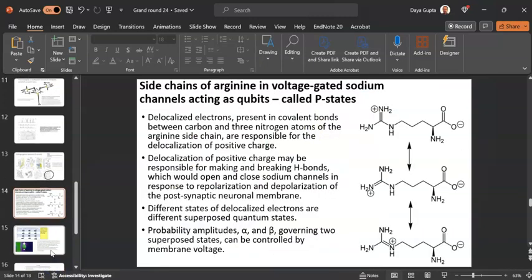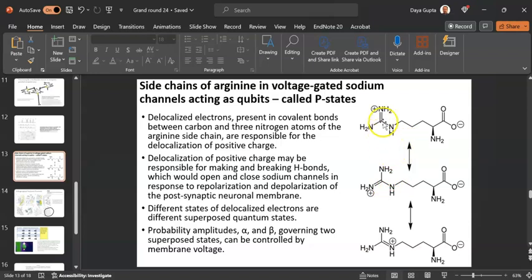And we will see the structure of arginine here. So arginine has a side chain. It has a delocalized electron. The position of the delocalized electron can be any of these three nitrogen atoms, and that will also move the positive charge, and that will change the way in which this side chain will form hydrogen bonds with other parts of the sodium channel, and that could potentially be responsible for controlling the voltage sensitivity of the sodium channel.